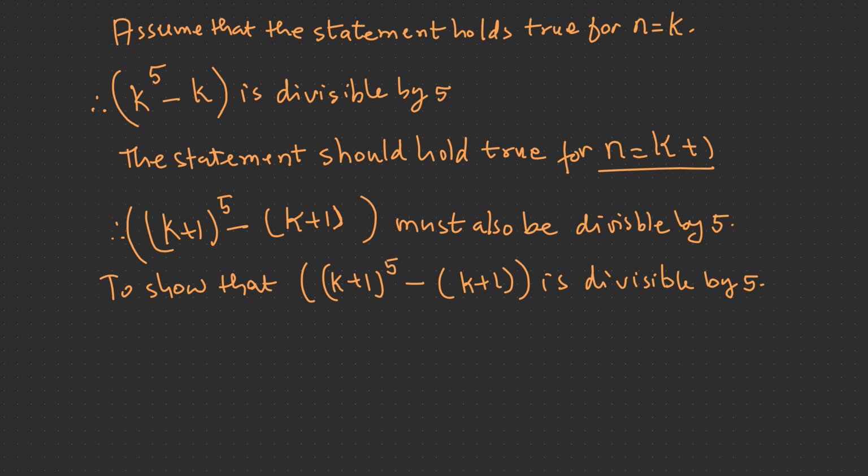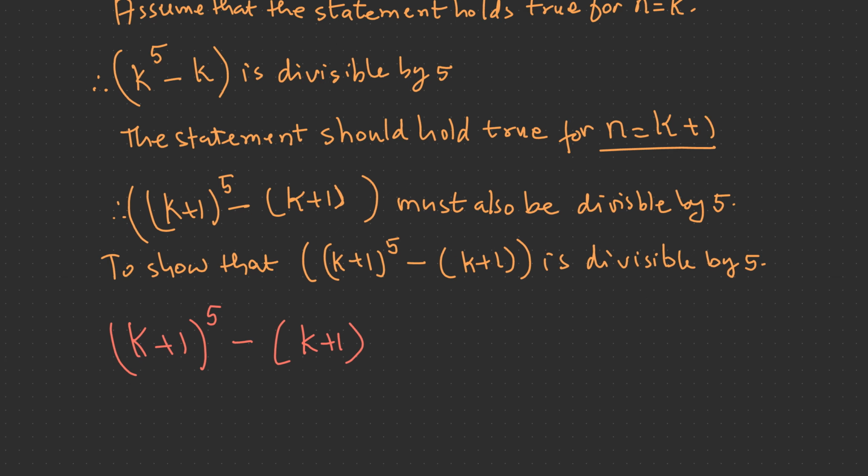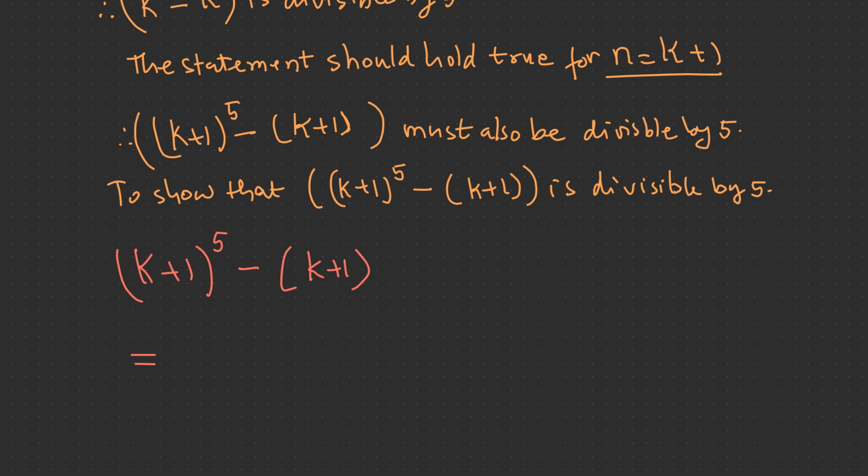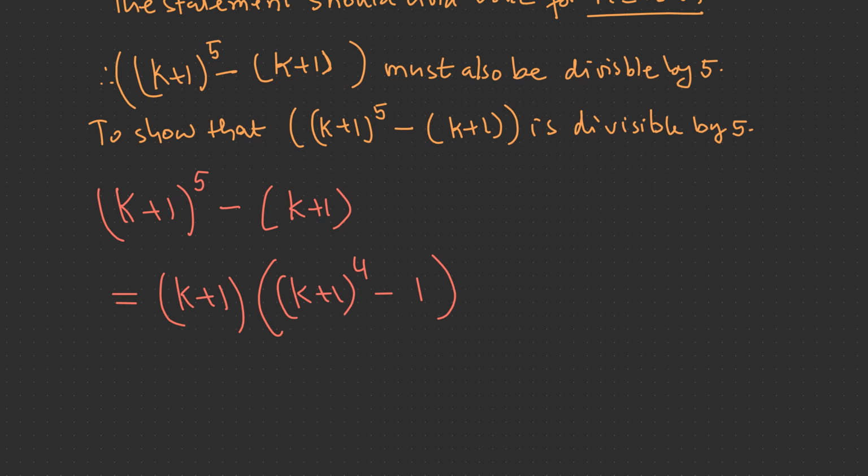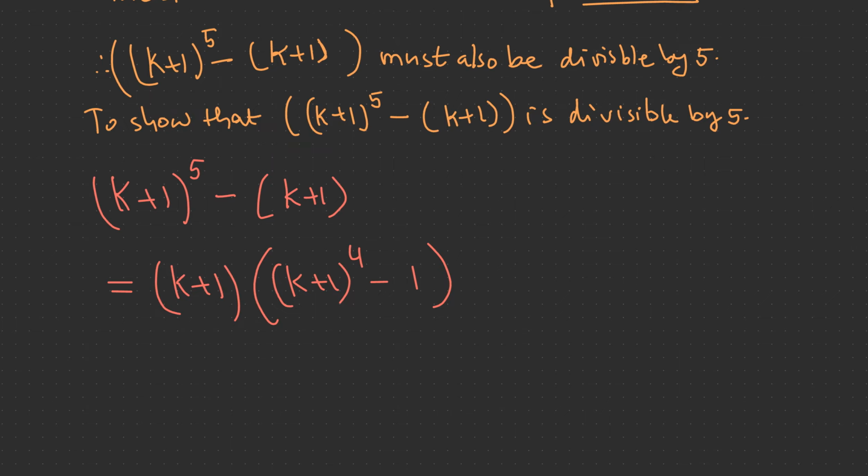So we are going to write k plus 1 to the power 5 minus k plus 1. So I can use another ink and it will probably be simple. So if I say k plus 1 to the power 5 minus k plus 1, so that is equal to, if I take k plus 1 outside the bracket, I would get k plus 1 to the power 4 minus 1. And then I can expand it using binomial expansion.